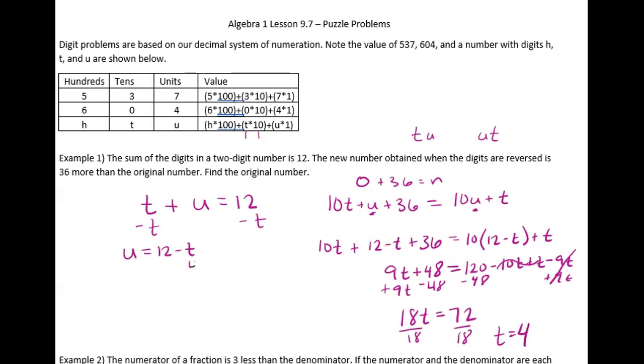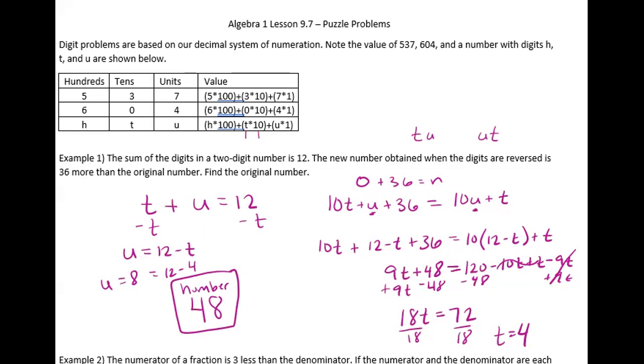I'm going to plug that back in up here. 12 minus 4 is 8. So that's what u is equal to. So t is my tens digit and u is my units digit. So my original number was 48: 4 for the tens and 8 for the units.